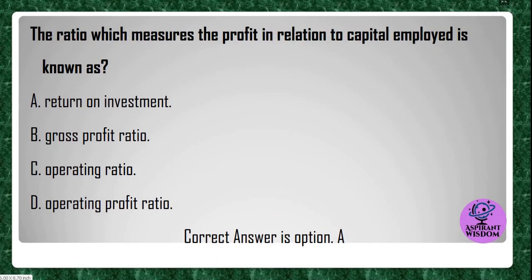The ratio which measures the profit in relation to capital employed is known as: A. Return on investment, B. Gross profit ratio, C. Operating ratio, D. Operating profit ratio. Correct answer is option A.